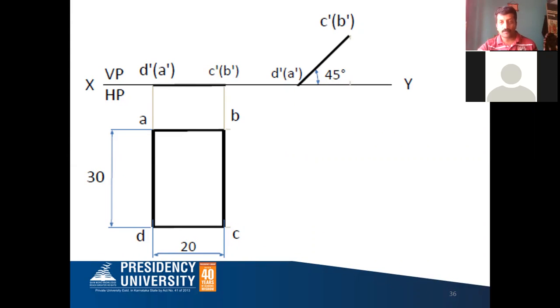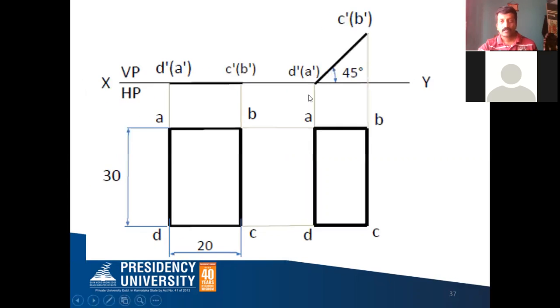Now how to draw the top view for this? You keep on drawing the vertical projectors from the previous front view like this downwards, and keep on drawing the horizontal projectors from the previous top view. Now you coincide the points.